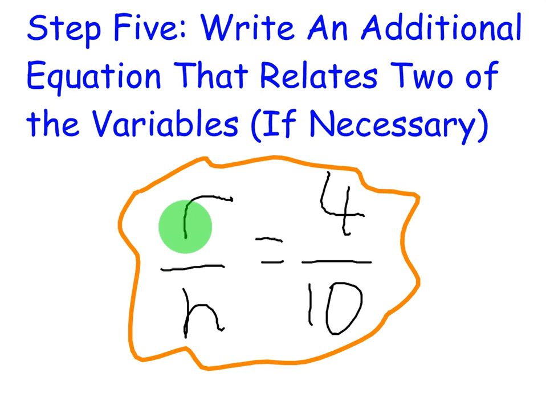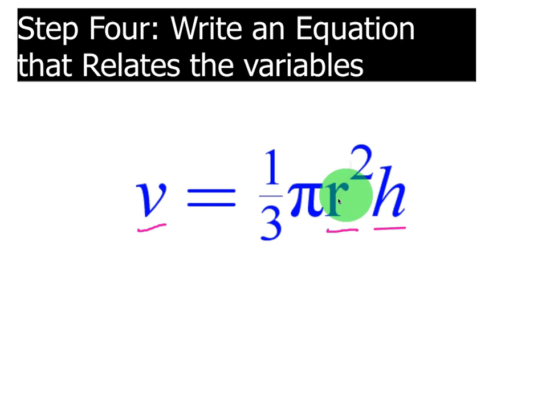That's it for step 5. For this example, you want to write an additional equation that relates two of the variables. That way you can eliminate one of them and just have a formula in terms of two variables instead of 3. We move on to example 4.